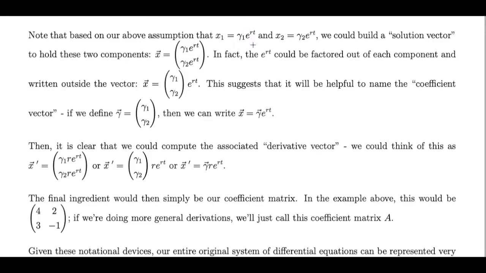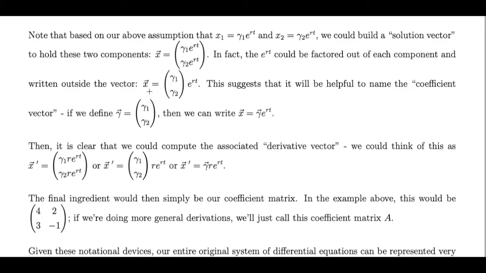Anyway, to start, I have these 2 solution functions, x1 and x2, which we have assumed are the functions gamma 1 e to the RT and gamma 2 e to the RT, respectively. If I wanted to, I can sort of hold these individual functions in a vector like this. So here my first component of the vector is x1, and the second component of the vector is x2. So this x vector I think of as the solution vector. And then I can manipulate this particular solution vector a little bit. First, I note that there's e to the RT in each component. So if I wanted to, I could actually factor out that e to the RT.